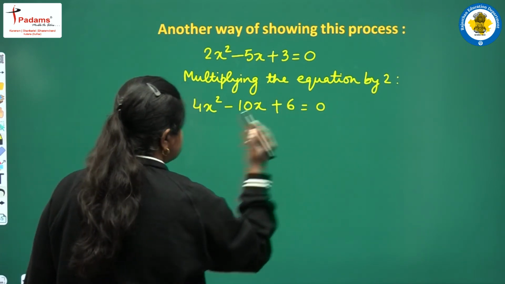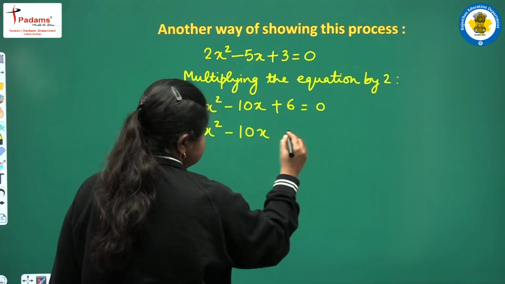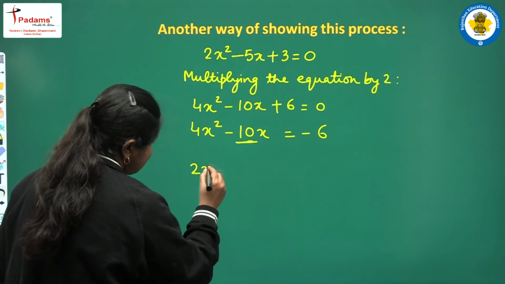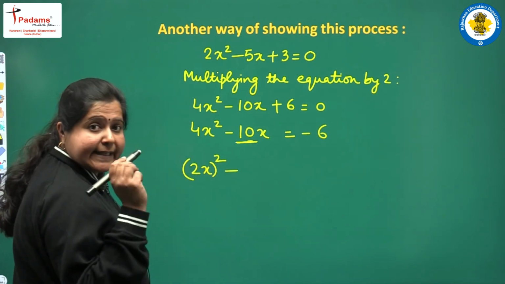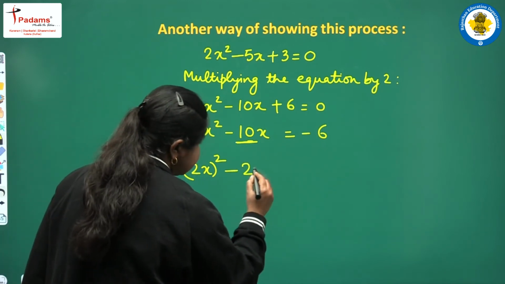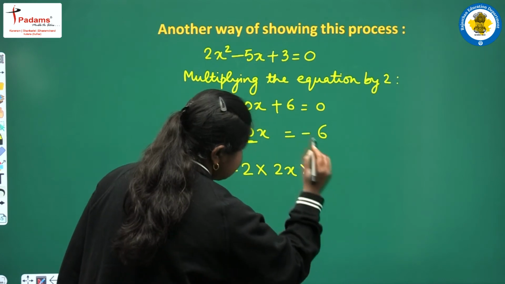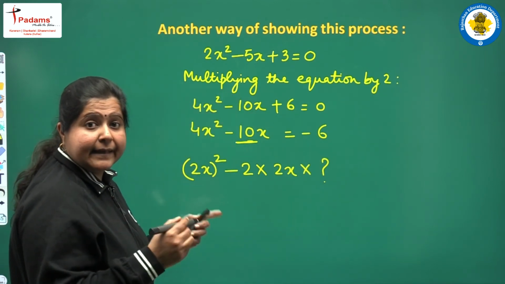Now, send this constant term to the RHS. 4x square minus 10x equal to minus 6. Now it can be written as 2x whole square. This is a square. If we compare it with the algebraic identity, a minus b whole square, then a is 2x. And now I need some expression here, 2ab. What should be b here in this case?